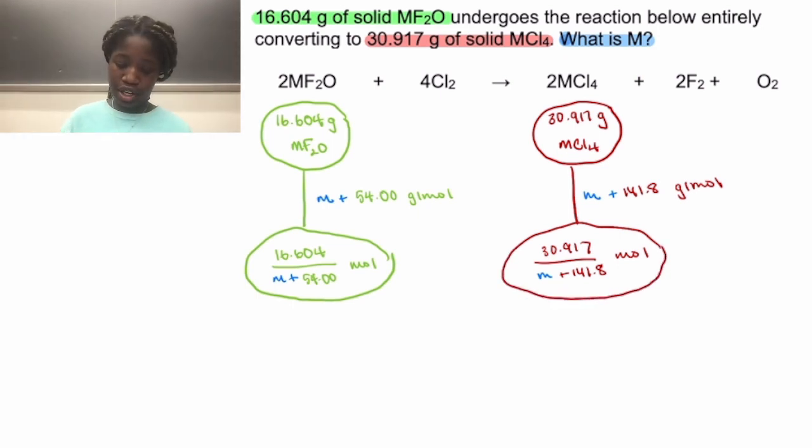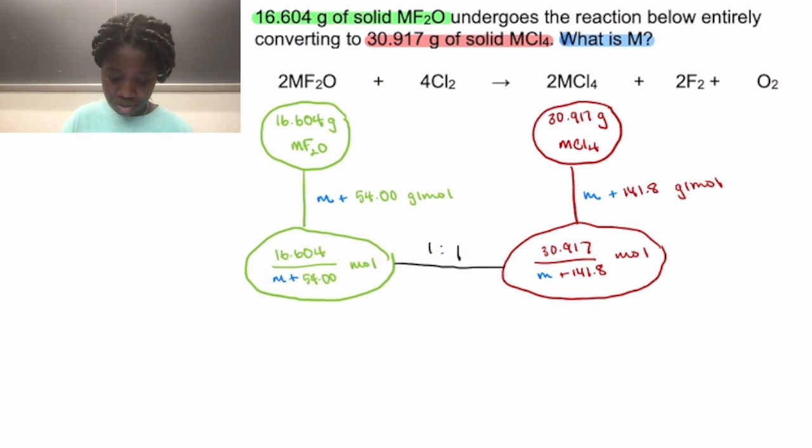Now we have a little m in the denominator here, a little m in the denominator there. So let's see how these two compounds are related in order to hopefully solve for this variable. Now, from our equation, we see that two MF2Os produce two MCl4s. So their ratios are 1 to 1. And so that means that we can just set them straight equal to each other.